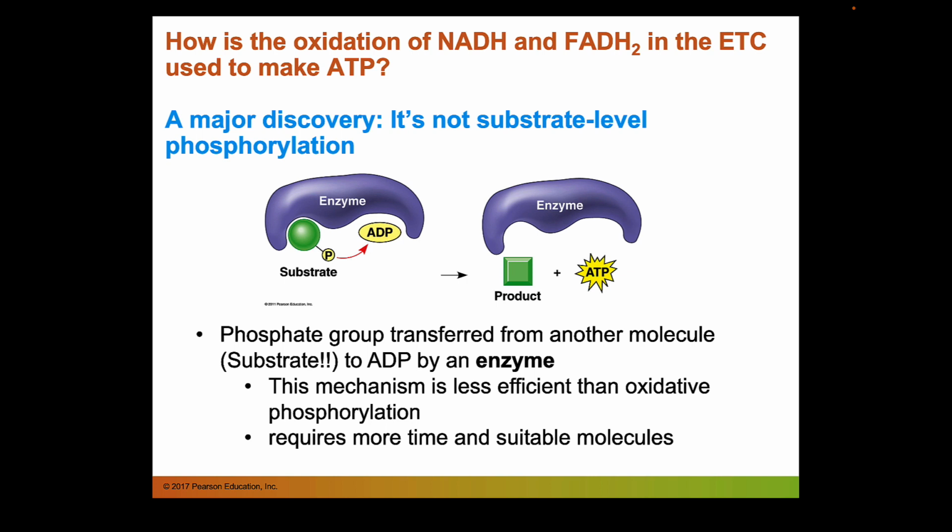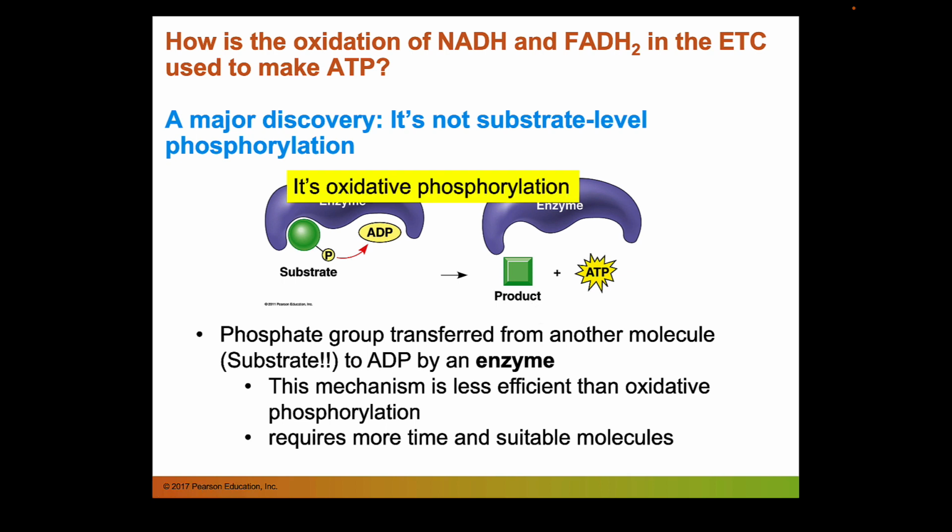So how does the oxidation of NADH and FADH2 in the electron transport chain make ATP? It was actually a major discovery that it's not substrate level phosphorylation. So let's real quick review what substrate level phosphorylation is. This is when we have an enzyme that has an active site that binds a phosphorylated substrate and a molecule of ADP. And that enzyme helps catalyze the reaction whereby the substrate transfers the phosphate group to ADP to make ATP and a product, and that's released.